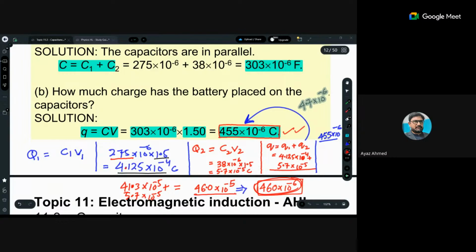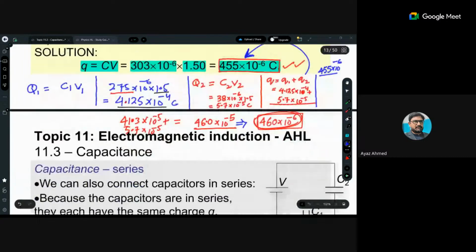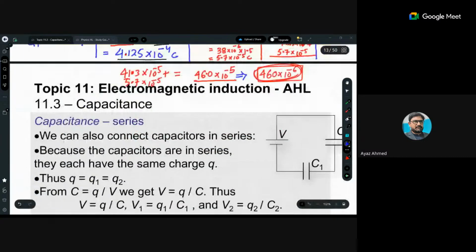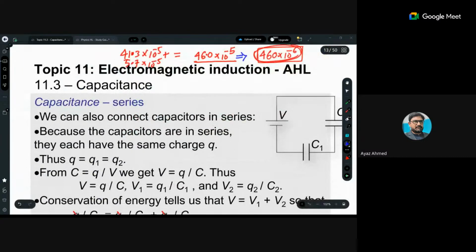Approximately the same because we have rounded off the values. One, two, three places. Is it clear? Yes, sir. So this is what, that if you are having individual charges, you must know how to find out the separate charges on the capacitors.